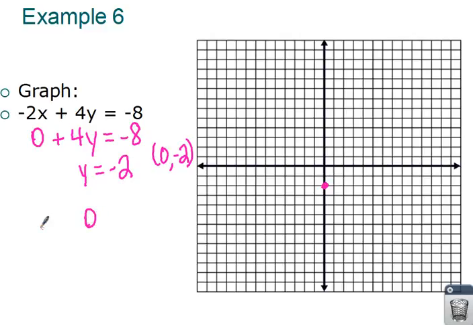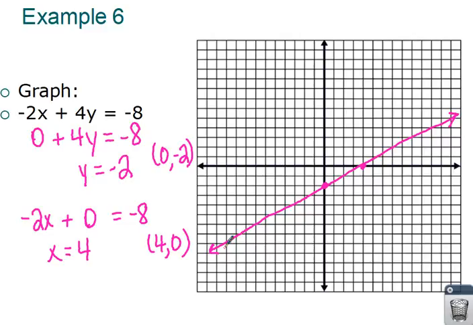And if we plug in 0 for y, we've got negative 2x plus 0 equals negative 8. So x equals 4. So (4, 0) is on our line also. So (4, 0) is over here. And we can draw a line through that. Okay.